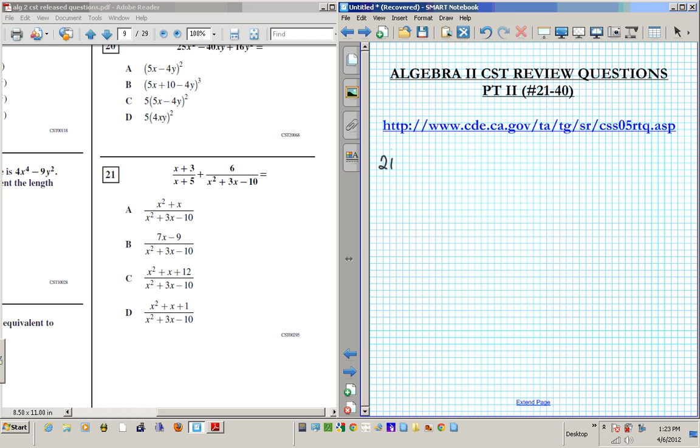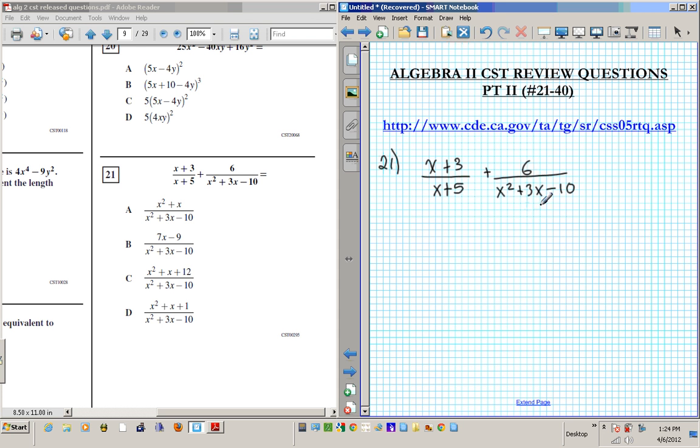Okay, so let's start with question 21. You're supposed to find x plus 3 over x plus 5 plus 6 over x squared plus 3x minus 10. And now we need to find the LCD of these two denominators, the lowest common denominator. This cannot be simplified any further as a prime binomial. This might be, so I might be able to factor this. Is this a multiple of that? I don't know. We need to factor this completely in order to be able to tell if this is a multiple of that and find the LCD.